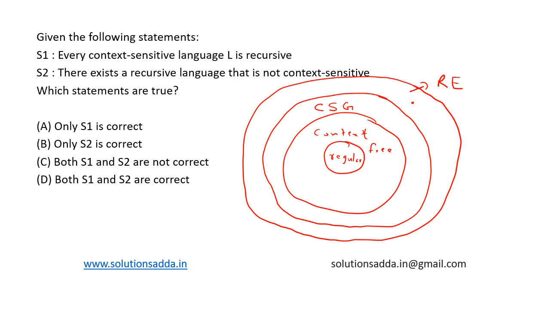Now let's see the second option. There exists a recursive language that is not context sensitive. This is also true because there can be a recursive language that is present here. So this is not context sensitive but recursive. So based on the options, both S1 and S2 are correct. So option D is the correct answer.